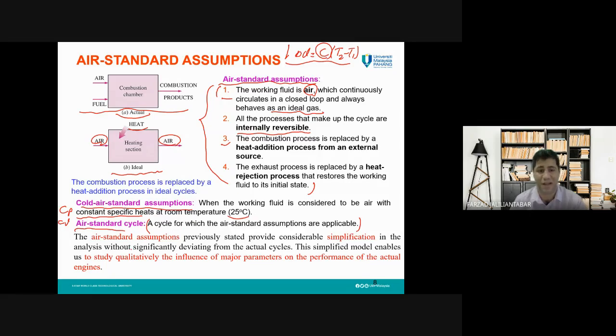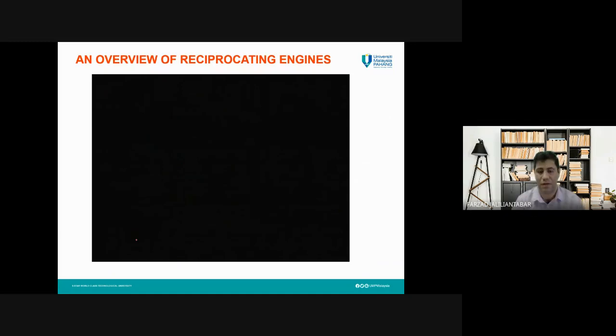These air standard assumptions, which I introduced to you, will help us a lot to simplify the problems for the gas power cycle. Then we can use some equations to evaluate this type of cycle, to find its efficiency, to understand why its efficiency is low, why it is high, and where we can improve that.